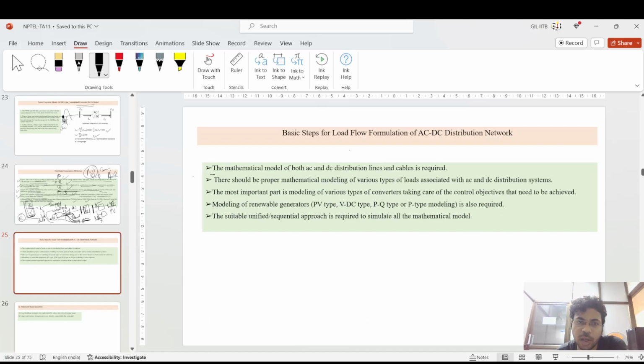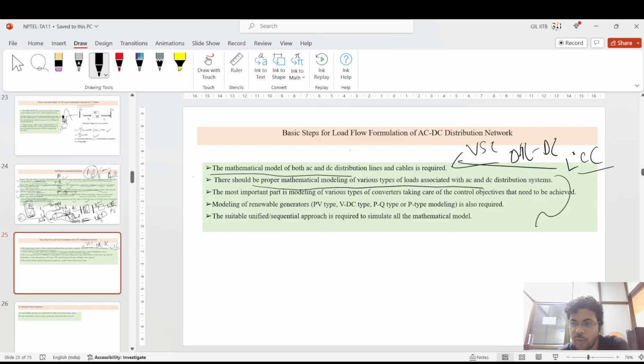Okay. So the basic step for the load flow formulation is that you have a mathematical model, which I have told you about for the VSC, for the DC-DC conversion, for the P and this compensator as well, that is an LCC, line commutated converter.